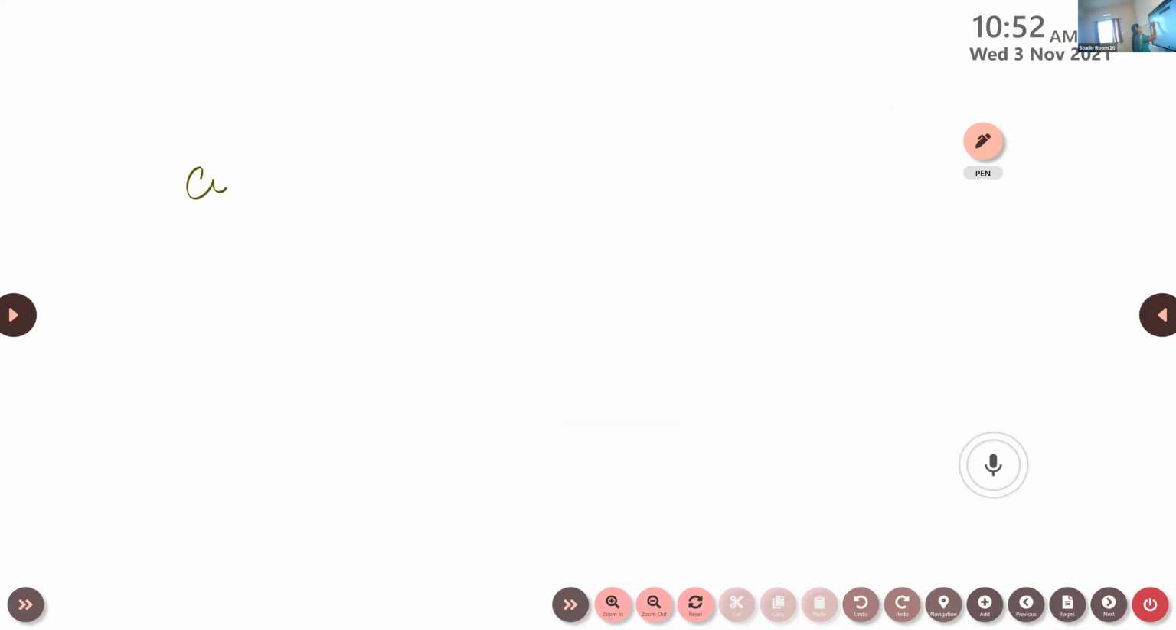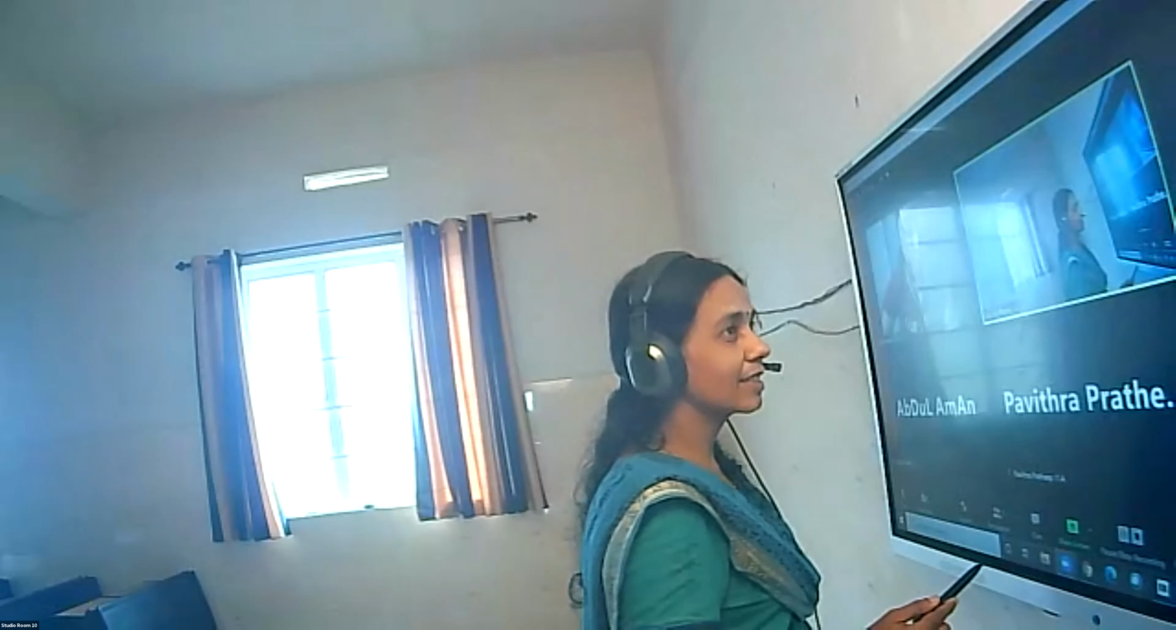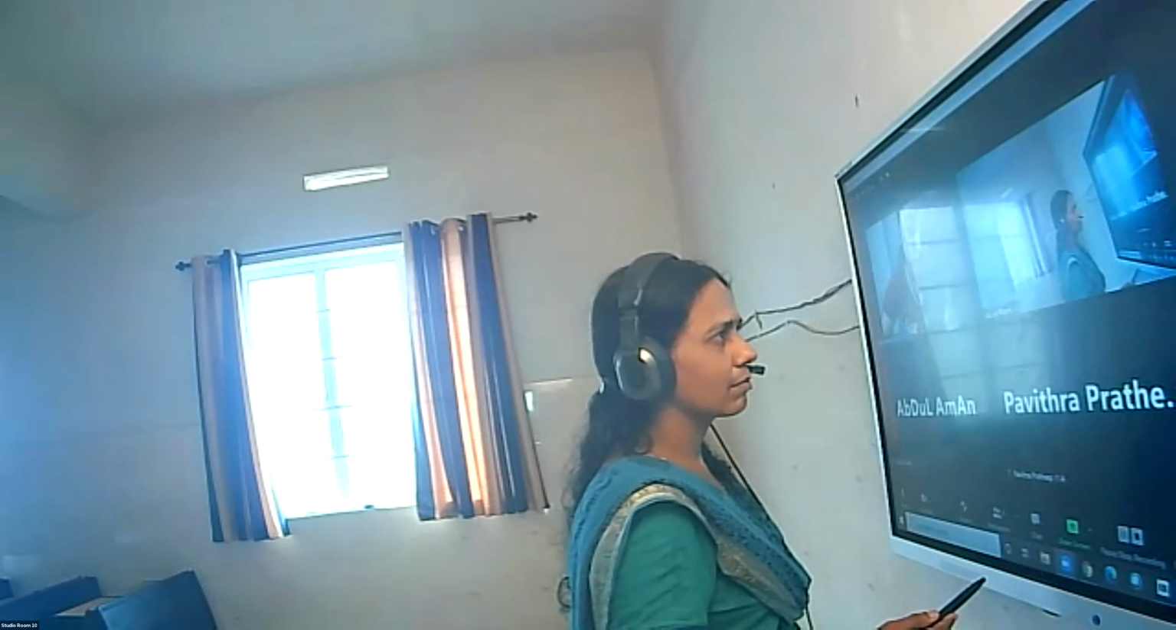So it is given. Circumference of the circle, what is the formula? What is the formula for area of the circle? Now apply the condition. From there, find out the diameter of the circle. Once you finish it, give the answer. Don't hesitate. 8 centimeter. Yes, it is 8 centimeter.